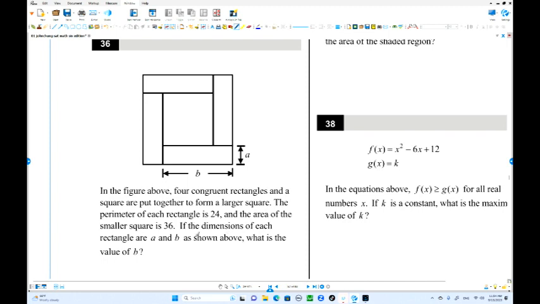Number 36. We have four congruent rectangles. Each has dimensions a and b, and the perimeter is given as 24. So 2a plus 2b is 24, and a plus b is 12, right? Only half and half. The area of the small square is 36. If the dimensions of each rectangle are a and b, we're going to find the value of b.